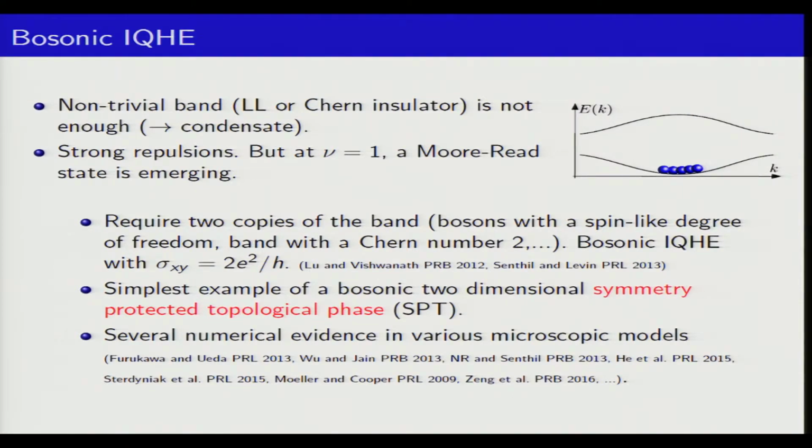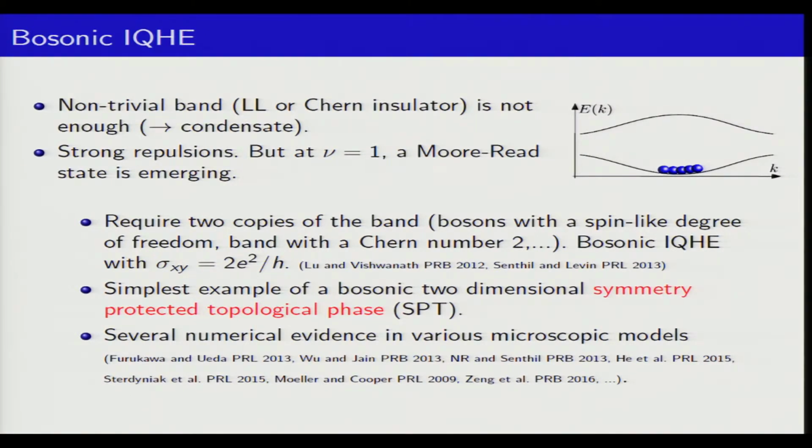This additional ingredient is you need 2 copies of the band, which you can get just by imagining that your bosons have an internal degree of freedom, like up or down. Call it spin, but it can be any physical twofold degree of freedom. In that case, this is how you get a bosonic integer quantum Hall effect with the Hall conductance that is also quantized at a value 2e²/h. And in the context of symmetry protected topological phases, that's the simplest example that you can build for a bosonic system in 2 dimensions.